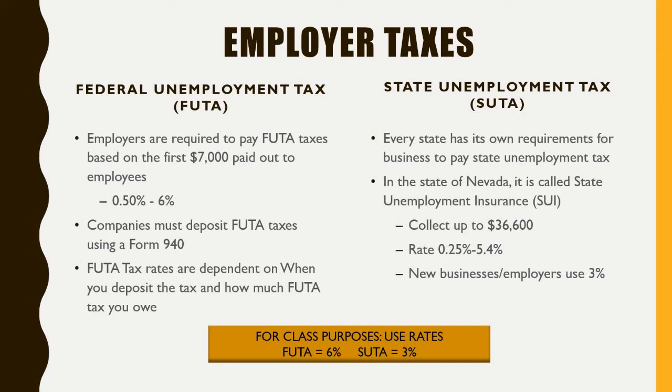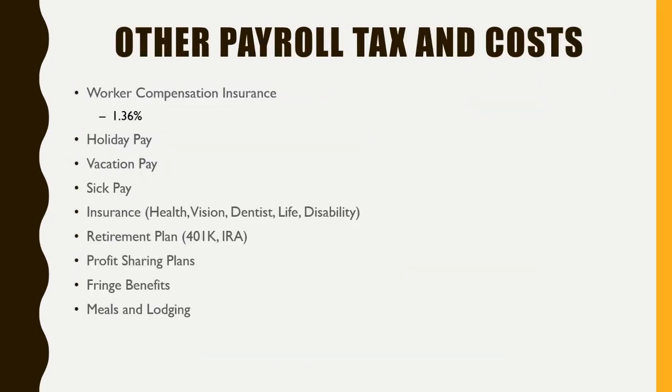So for this class, FUTA is going to be 6%. SUTA is going to be 3%. Now, of course, depending on the state that you are in, they have different names for the unemployment. So it can also be referred to as state unemployment insurance, SUI. But in this case, the general idea is it's a state unemployment tax. Okay? All right? So you have federal and state unemployment.